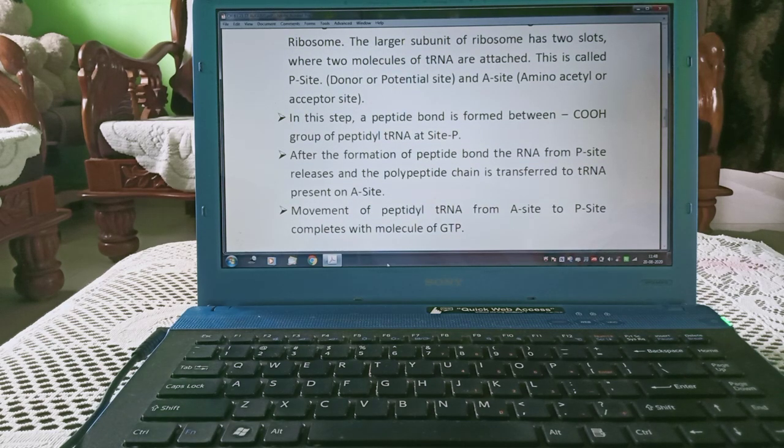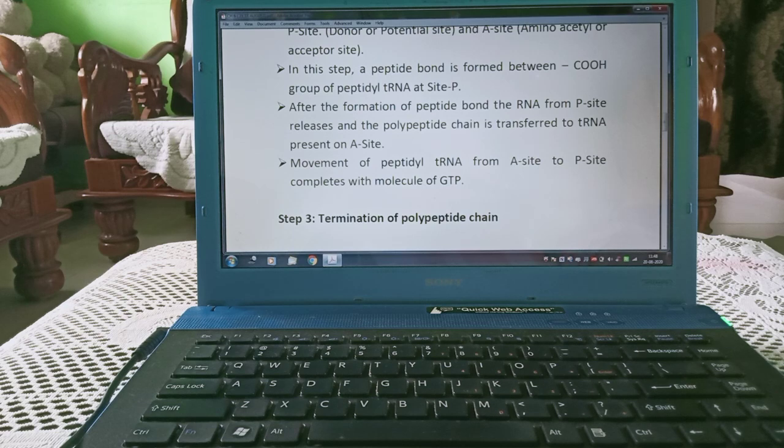In this step, a peptide bond is formed between the carboxylic group of peptidyl transfer RNA at the P site and the amino acid at the A site. After the formation of the peptide bond, the transfer RNA from the P site is released and the polypeptide chain is transferred to the transfer RNA present on the A site. Movement of peptidyl transfer RNA from the A site to the P site is completed with a molecule of GTP.